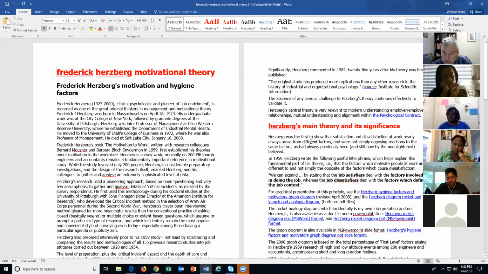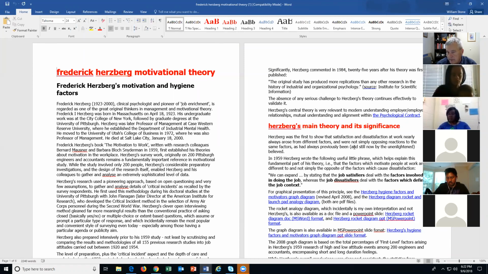Where is it? Right here. I don't know if you all can see it or not, but he was the first one to show that a person's satisfaction at work and dissatisfaction at work really are not that related. They come from different factors. They come from different sets of problems or different sets of things.